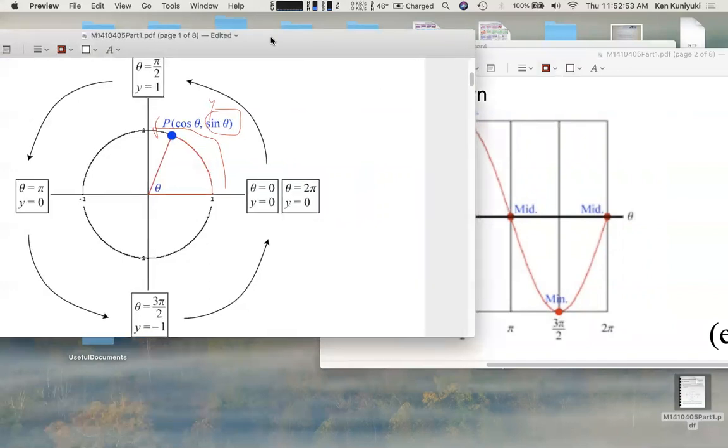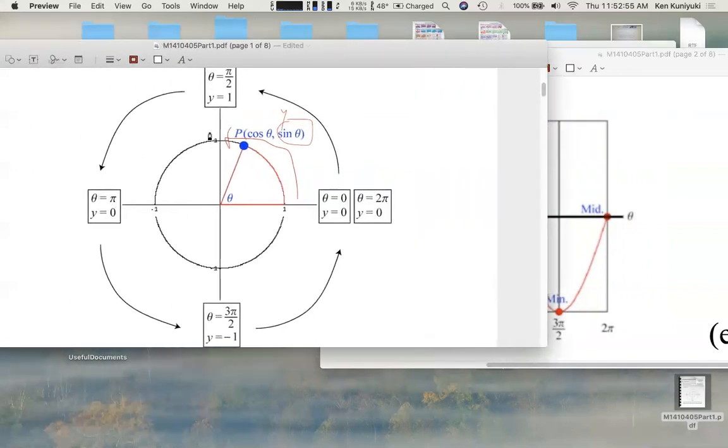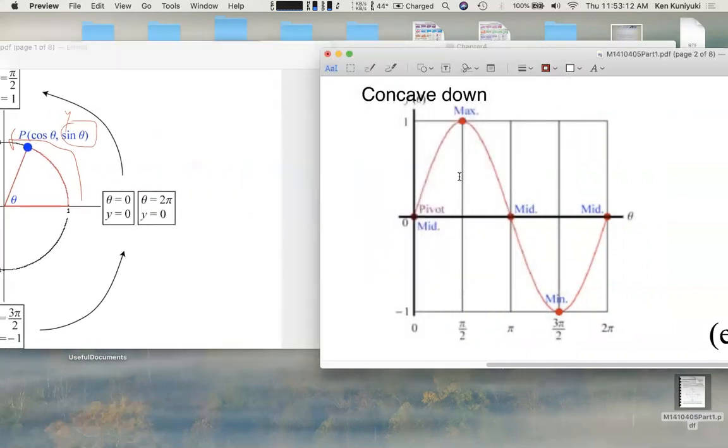All right. Now, as we go from theta equals pi over 2 to theta equals pi, what's happening to the y-coordinate or the sine value? We start at 1 here, and it's decreasing. Y or sine is decreasing towards 0, and sine of pi is 0. Over here, the sine value is decreasing. Sine of pi is 0. And again, we have a middle point here.